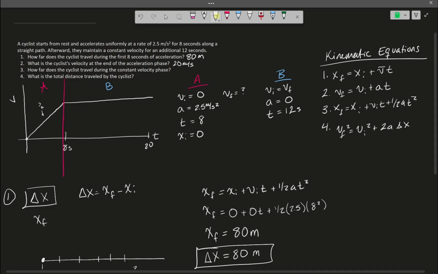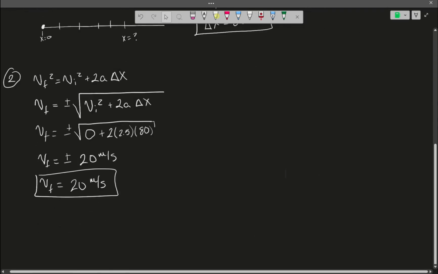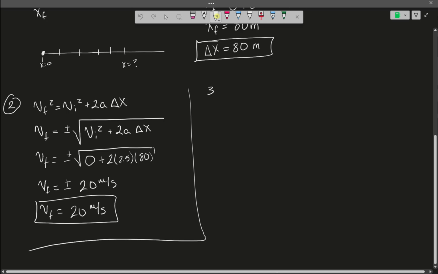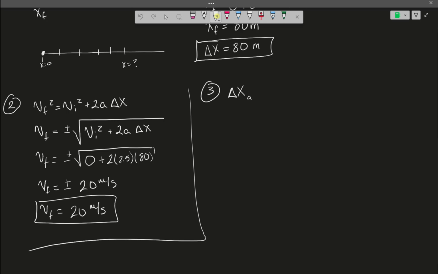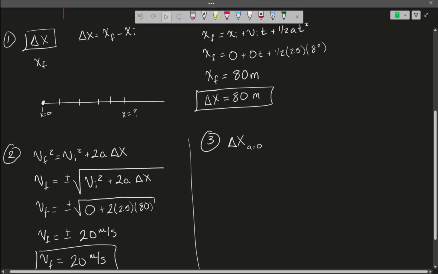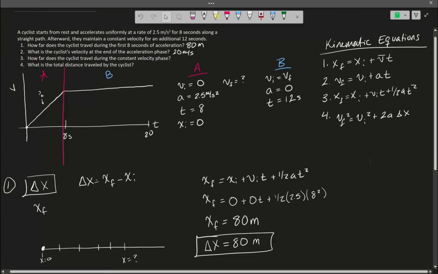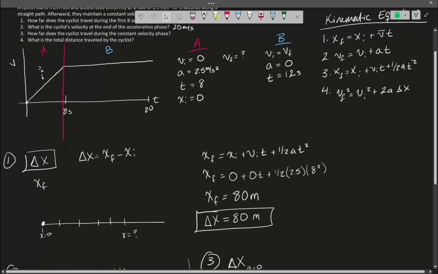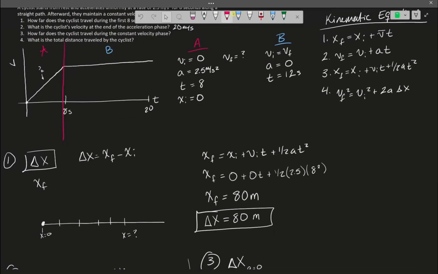The next thing it asks us is to determine how far the cyclist travels during the constant velocity phase. So for part 3, we want to figure out what the change in position is whenever our acceleration is equal to 0. Now we need to figure out which one of these equations we can use. Well, I need to pick an equation that has delta x. If I pick equation 4, this will not work mathematically. My acceleration is equal to 0, that would cancel everything out, that would get rid of my x. I can't use this equation.